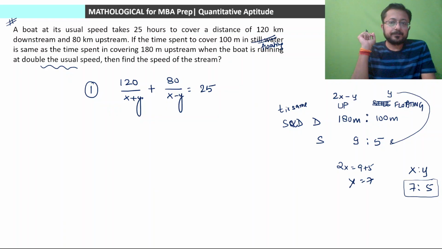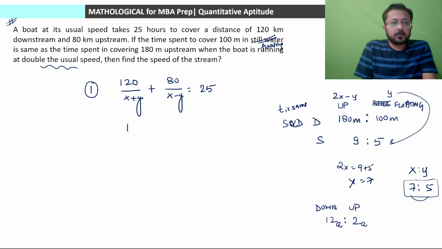Clear? Okay. So if x is 7, y is 5, then what will the ratio of downstream to upstream speed be? Downstream will be 7 plus 5, that is 12 units. Upstream will be 7 minus 5, that will be 2 units. The ratio will be 12:2, that is 6:1. Okay, let us just take 12:2. Now let us assume downstream speed is 12a, upstream speed is 2a. Now put the values in place of x plus y and x minus y.